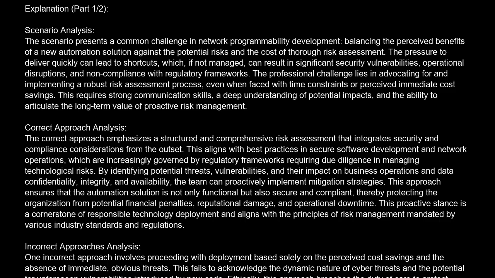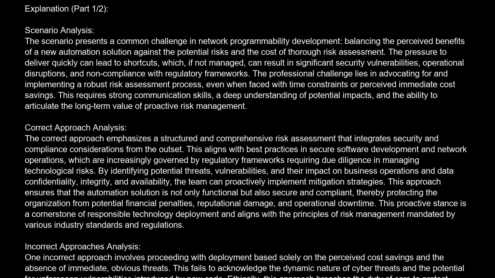The professional challenge lies in advocating for and implementing a robust risk assessment process, even when faced with time constraints or perceived immediate cost savings. This requires strong communication skills, a deep understanding of potential impacts, and the ability to articulate the long-term value of proactive risk management. Correct approach analysis.